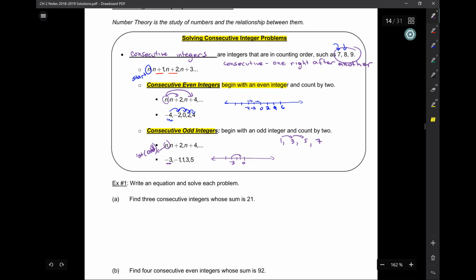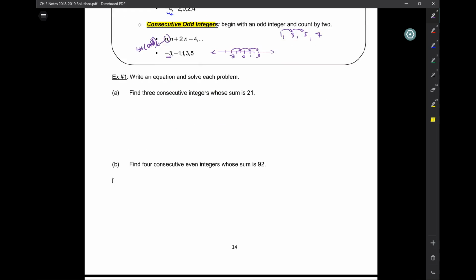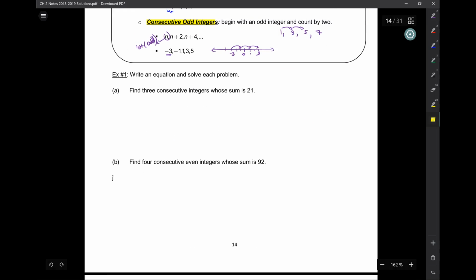-3, I go up 2 to -1, then I go up 2 to 1, then I go up 2 to 3, and so on and so forth. Okay? All right. So now let's get right into it.